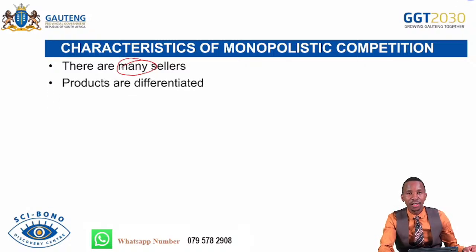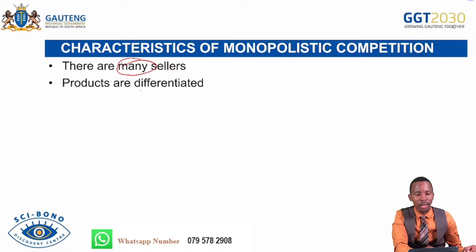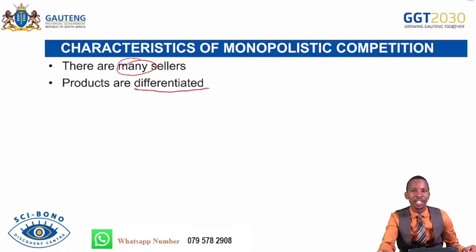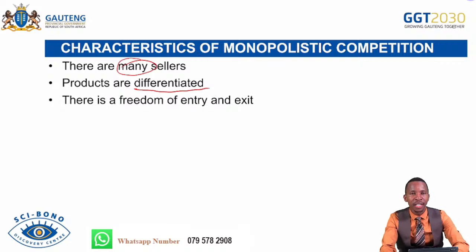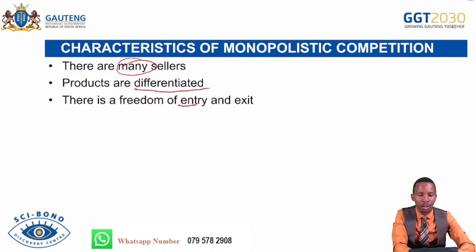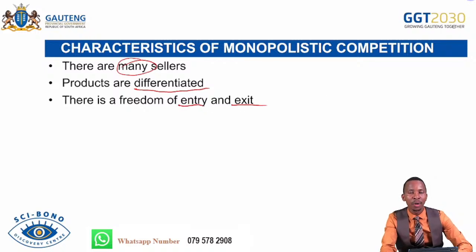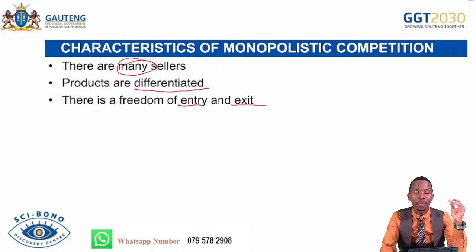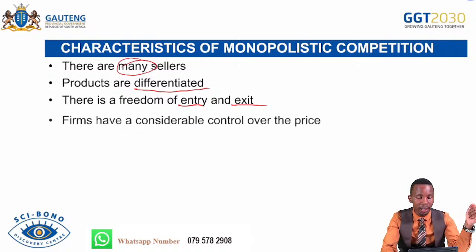Products are differentiated. These goods can look similar, but they have a slight difference. Most of them can replace each other as they satisfy the same utility. There is freedom of entry and exit. New firms are free to enter the market, and existing firms are free to leave. That means there are no barriers to block the entry of new competitors. Natural barriers to entry and artificial barriers to entry do not exist in this kind of market.